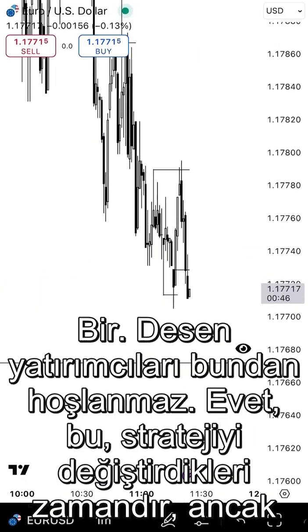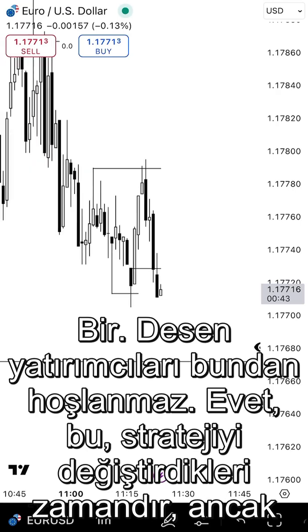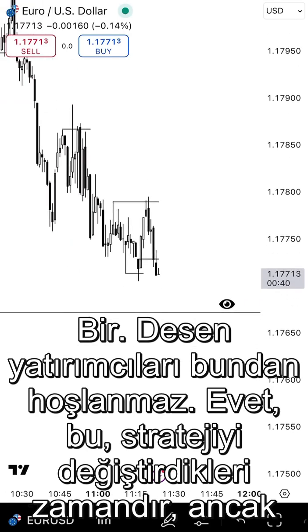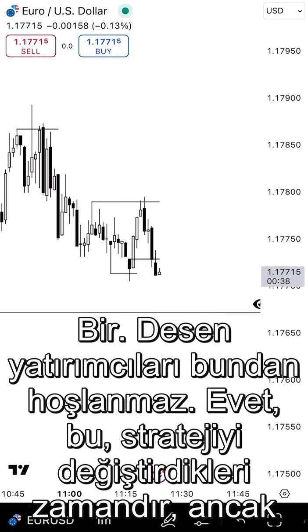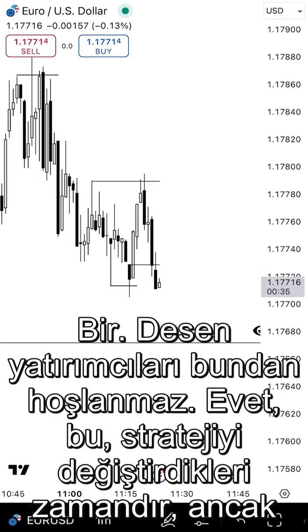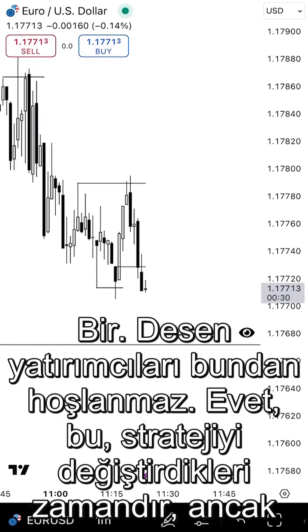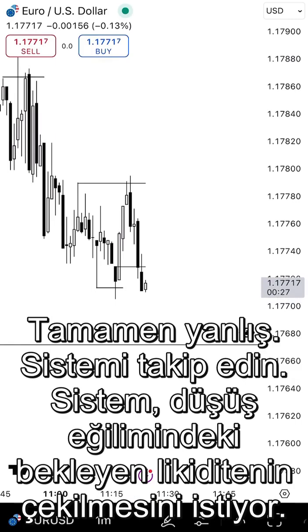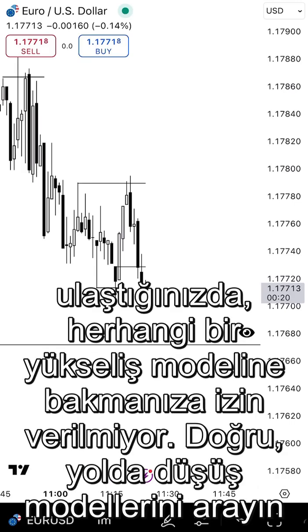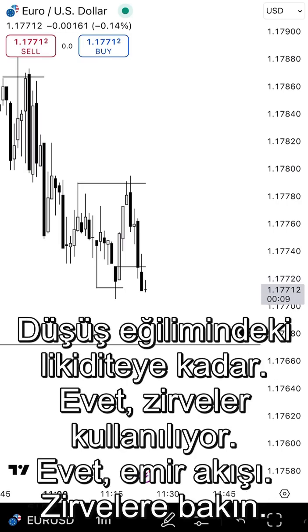All right, you see that failed model number 1. Now, pattern traders don't like this. Right, this is when they switch strategy, but they're simply wrong. Follow the system. The system says until the bearish pending draw liquidity is reached, you're not allowed to look at any bullish pattern. Right? Seek bearish patterns on the way down to the bearish draw liquidity.